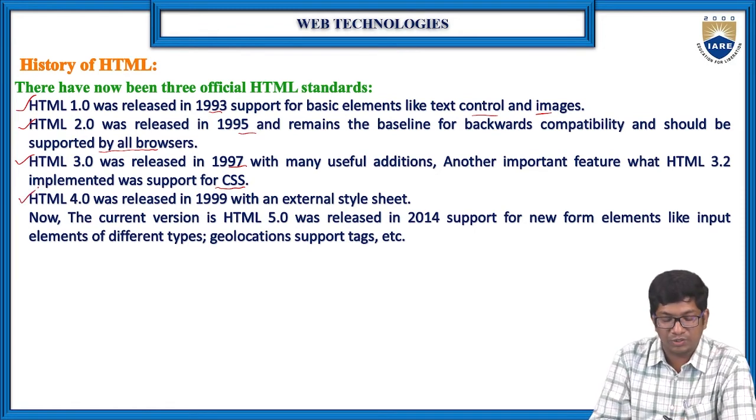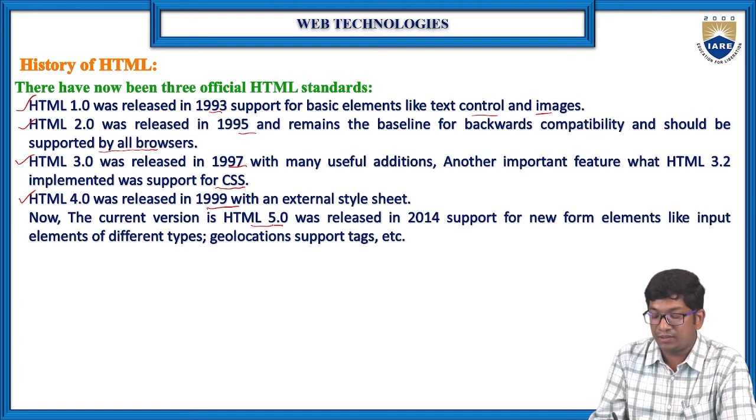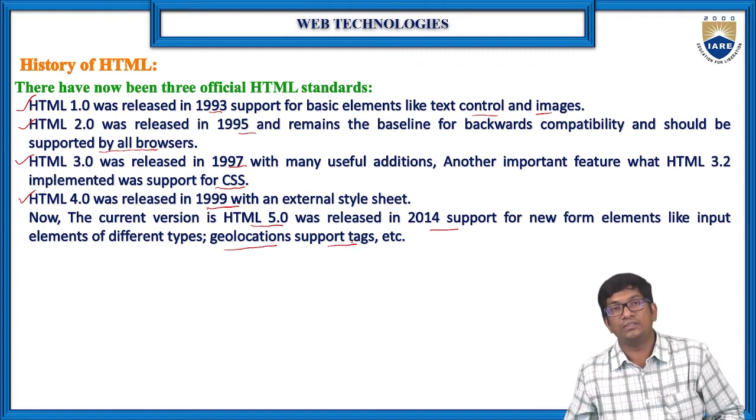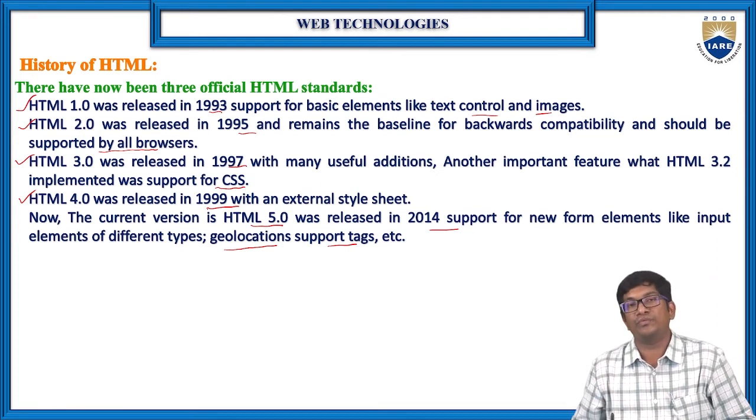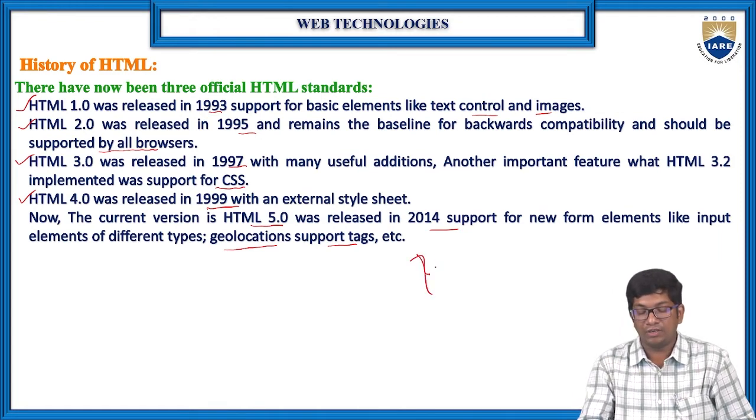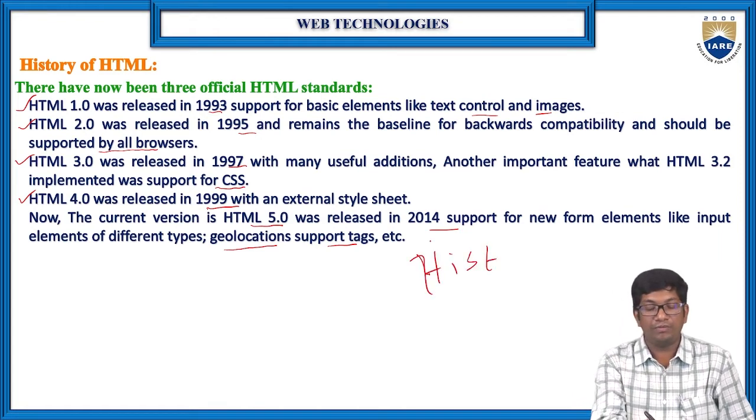Next, HTML 4.0 was released in 1999 with external style sheets. And nowadays we are using HTML 5.0, released in 2014, with support for new form elements like input elements of different types, and geolocation support tags. Now we can use geolocation by using HTML 5.0, and it added more features. So that is the history of HTML.